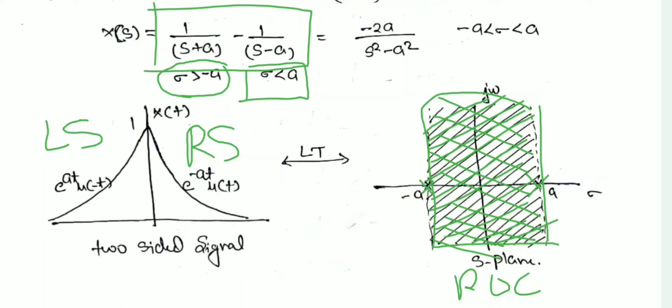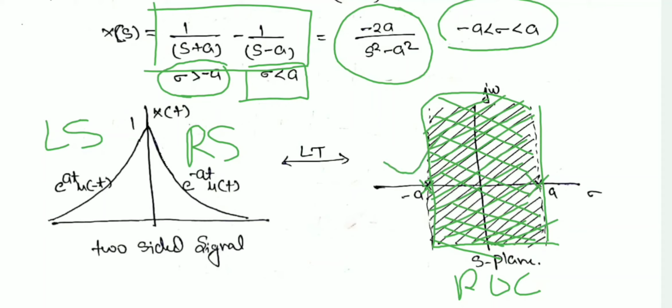Okay, when we combine this, the Laplace transform of this signal becomes minus 2a divided by s square minus a square, and ROC becomes in between minus a to a. Therefore, sigma should be greater than minus a and less than a. This is our solution.